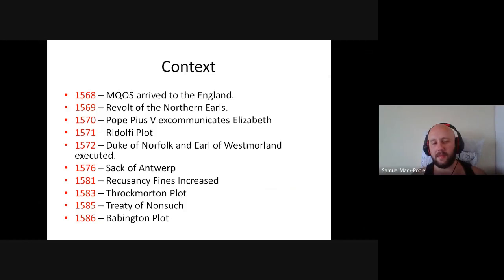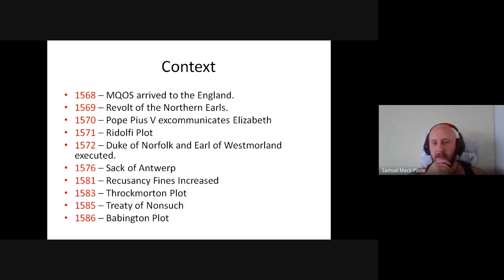Anyway, my point is, I haven't really talked to you about the worsening relations with Spain over the issue of the Netherlands, but I'll teach you that at a later date. But it's just context which adds a cause of this plot. And in 1586, you have the Babington plot.